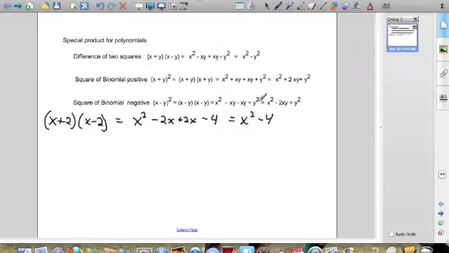Basically what you do is you square the first one. It's called the difference of two squares. You square the first one. Right? You square the second term of the binomial and make sure that's negative. That's why they call it the difference of two squares.